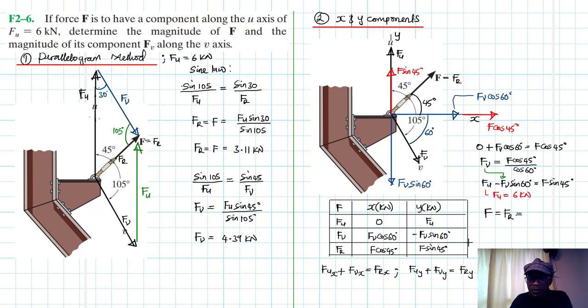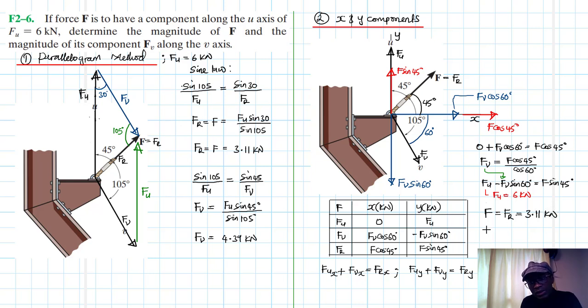Alright, so we have cos 45 divided by cos 60 times sine 60, then plus sine 45. Then we have 6 divided by answer. So we have 3.1058 and so on. We round it off to just 3.11 kilonewtons.